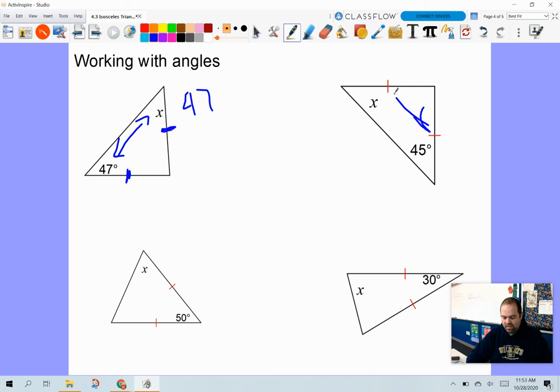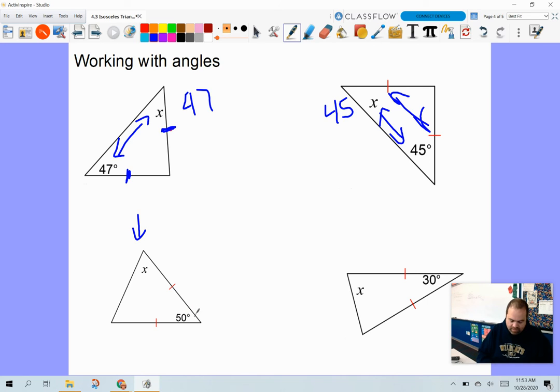Same thing here. I've got equal legs. That means I have equal angles. So this angle is going to be 45. Equal sides, follow the sides down, those angles are equal. So, what I just said: the equal sides, follow them down, you get equal angles. Keep that in mind when you look at the next to last picture.